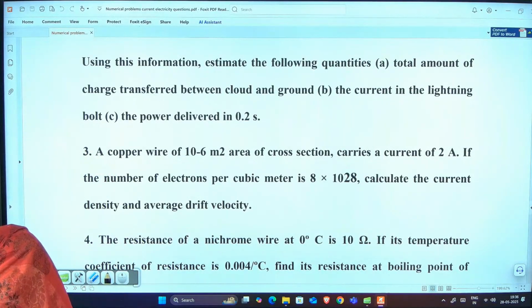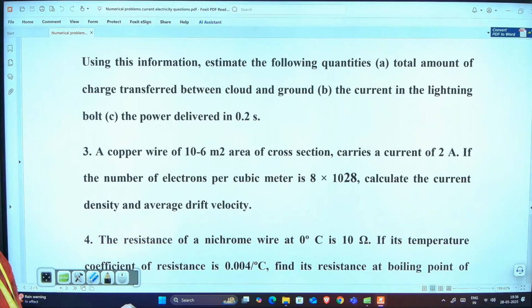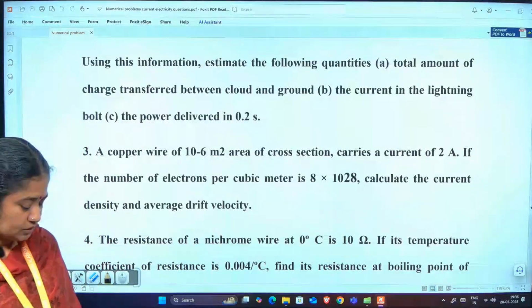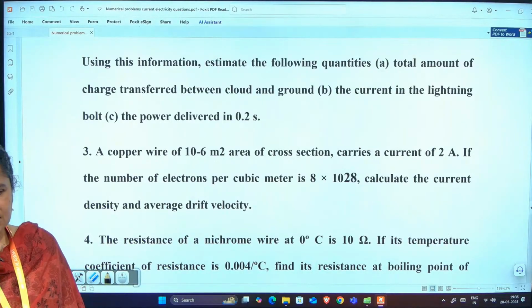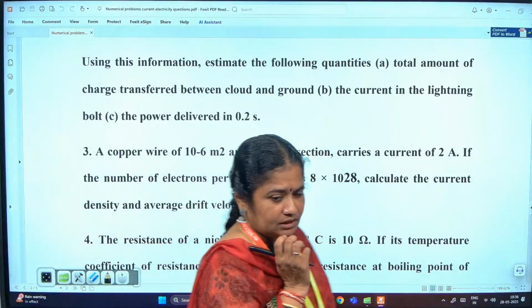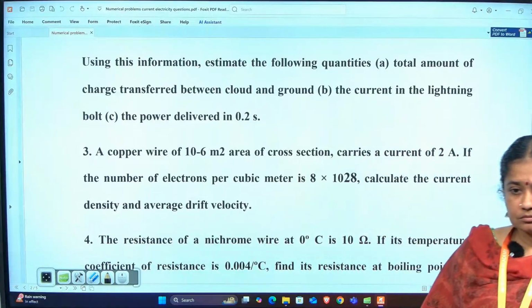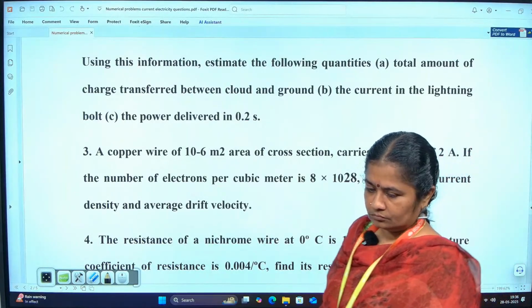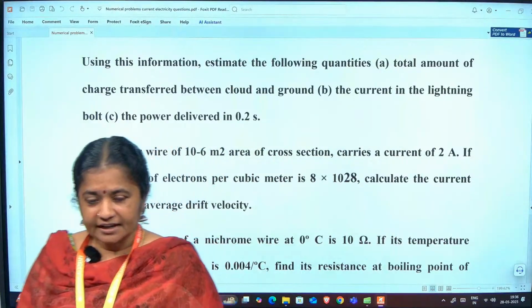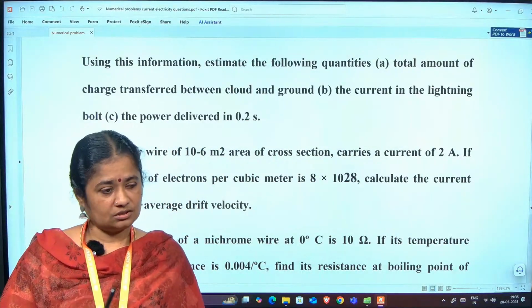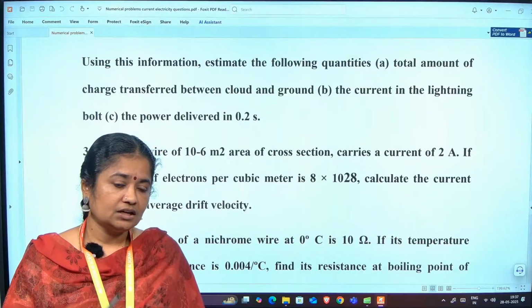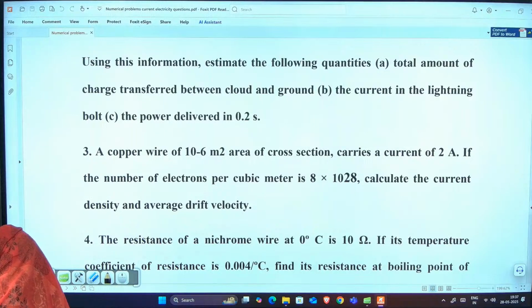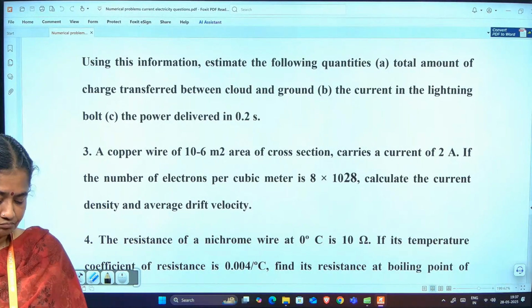10 to the power 2, 100 amperes. I is equal to 100 amperes. Now find the power delivered in 0.2 seconds. Power is V into I. Power P is equal to the potential V into the current that you got. 5 into 10 power 9 watts. So it is 5 gigawatts of power that is delivered. 10 power 9 is giga.